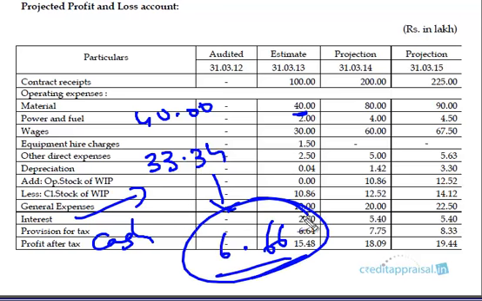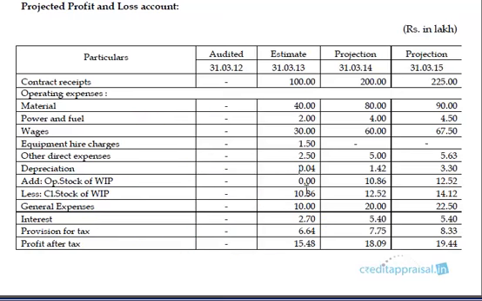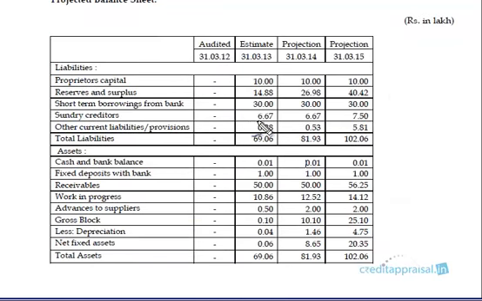Why did it not pay? Because of creditors. The creditors have given time, say 30 days or 45 days, to pay. So as on March 13, this is not paid. It will be paid in April or May, in the next financial year. So where will this be reflected? 6.66 will be reflected in the creditors. So here it is reflected, sundry creditors.